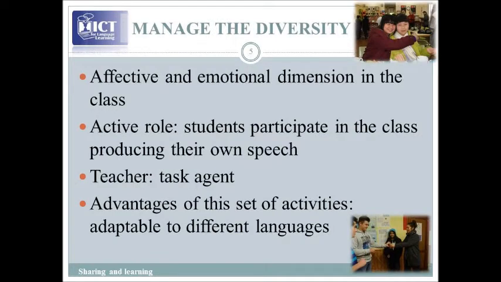Managing diversity implies working affective and emotional aspects in class. Our students must play a more active role, using the second language and producing their own speech instead of only receiving information and repeating sentences in a controlled context. The learners should take responsibility for their learning. The teacher also plays a very important part during the process. He or she is the task agent, which means a more interactive teacher that will help the students to relate, communicate, and cooperate with each other, sharing some of the leadership with the students.